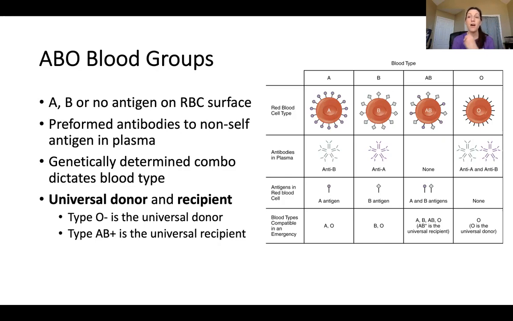So type O, you have 0 surface antigens. That means that any antigen that your body encounters on the surface of a red blood cell is foreign to you because you don't have either one of them.